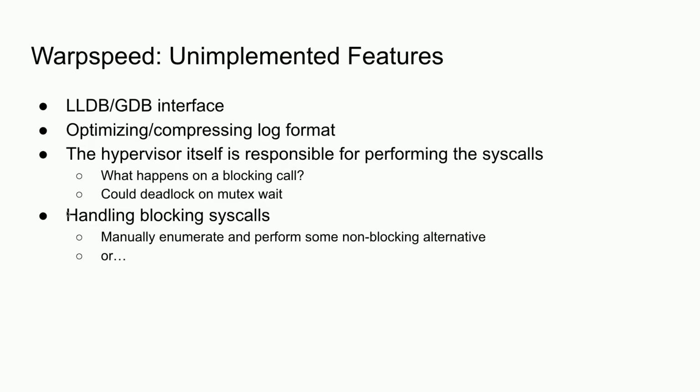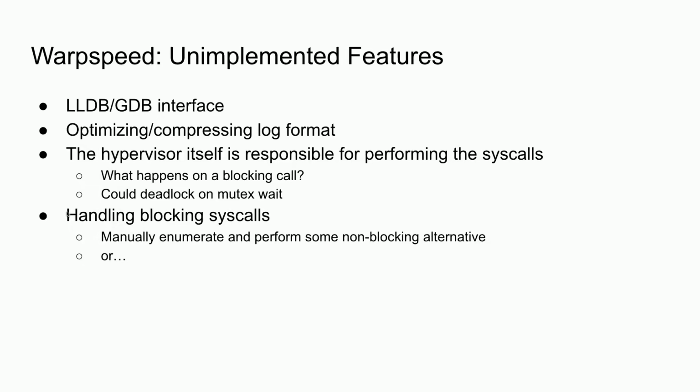We also have the issue of, well, the hypervisor is responsible for performing the syscalls. So what happens on a blocking call, right? In the case of the read we just did, it works exactly as expected because we're in a single-threaded program and everything's fine. We want that read to block. But let's say you have multiple threads going and there's a mutex wait. We enter that mutex wait, and that other thread, which is presumably supposed to unlock it at some point, never runs because the hypervisor just entered a blocking call, never to come back.